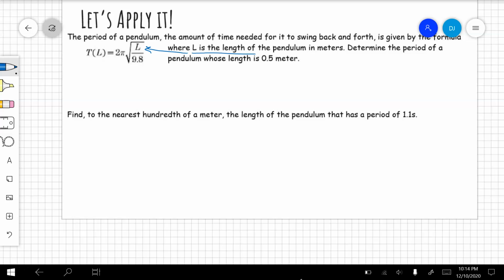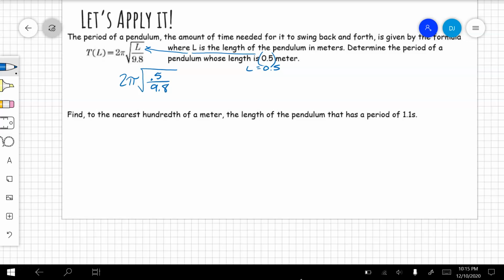Okay, so if we're looking for the period, we're going to substitute 0.5 in for L. It is not asking you to do anything else. So it literally says L equals 0.5, and you're substituting it in. My cat says hi, by the way.